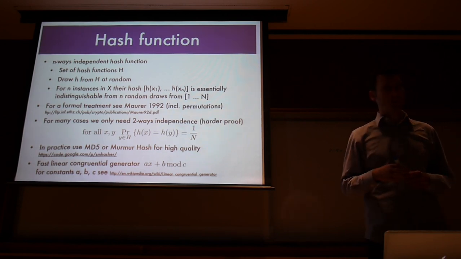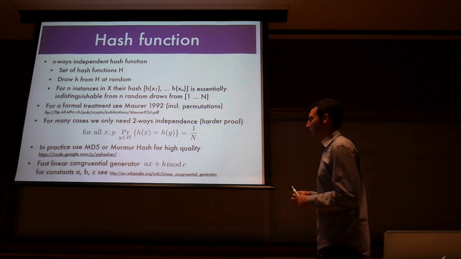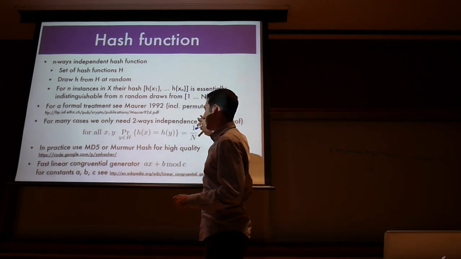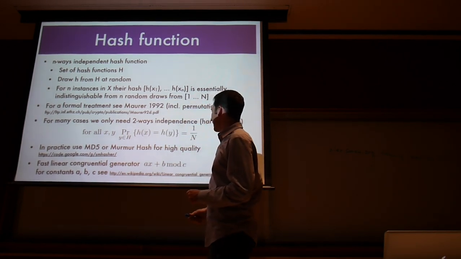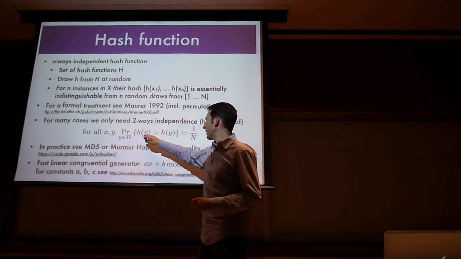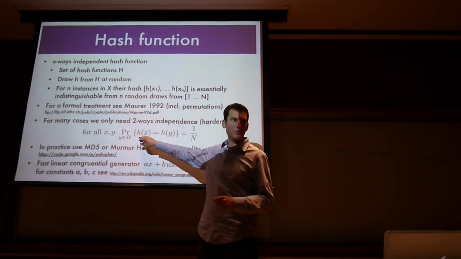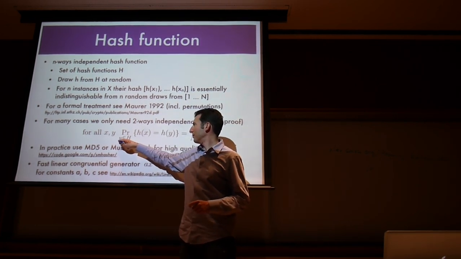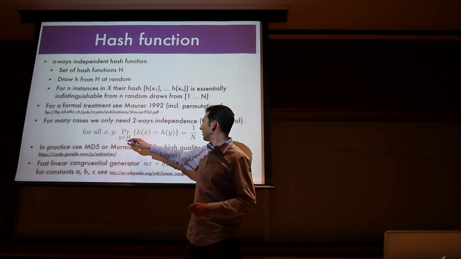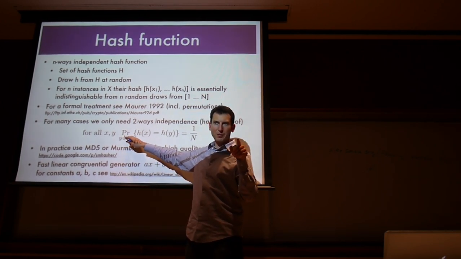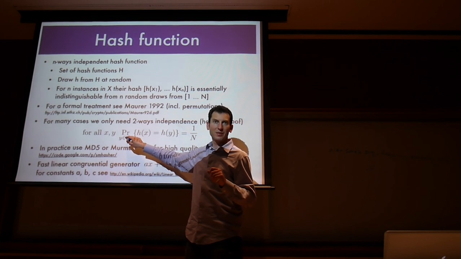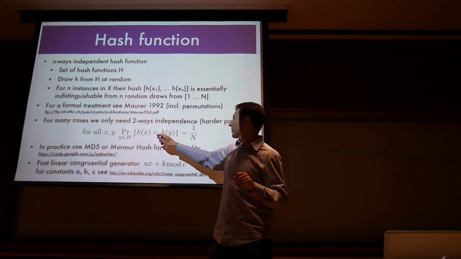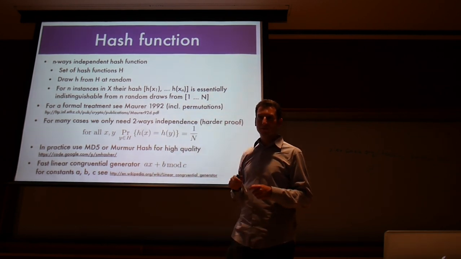For many cases, it turns out the only thing you need from your hash function, and that's reasonably easy to guarantee, is two-ways independence. It basically means that the probability that hash of x equals hash of y, so the probability of a collision, is 1 over n for all y's. Sorry, this is a typo, so for the scribe, first note, this should be h. The probability over all the hash functions that I can draw, the probability of collision for any given pair, is 1 over n.